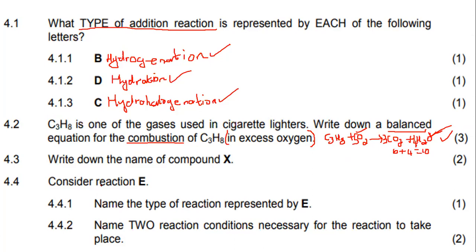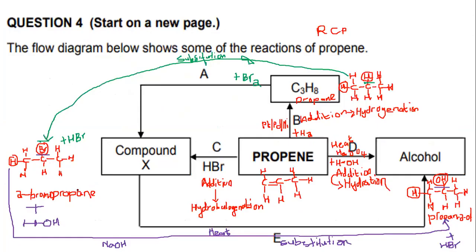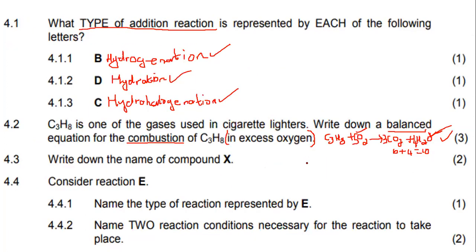Then we are asked to write down the name of compound X. We don't even have to work it out, my dear learners. We have done that already, and we agreed that it is 2-bromopropane. One mark there is for the parent chain, and 1 mark is for the functional group, including its position.